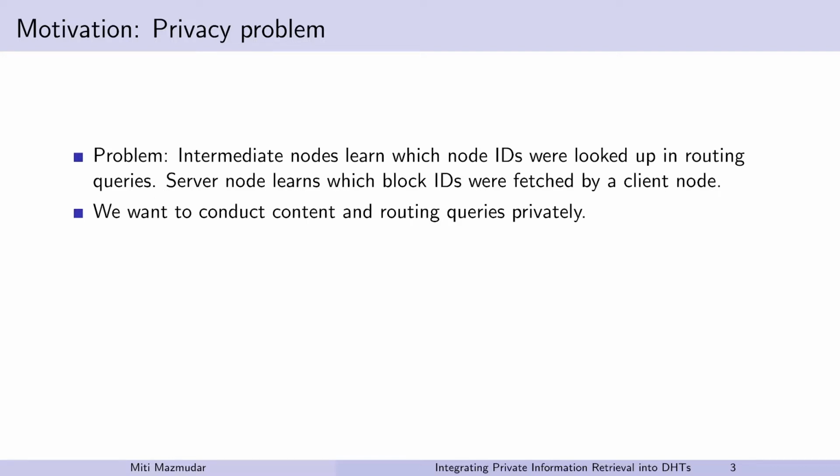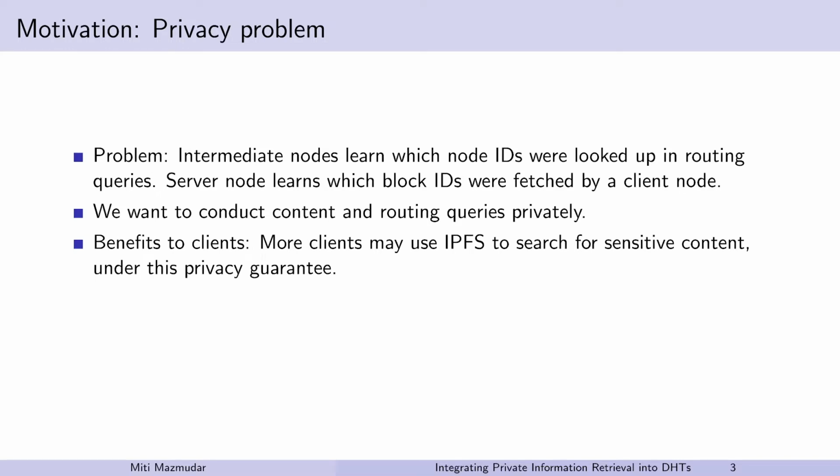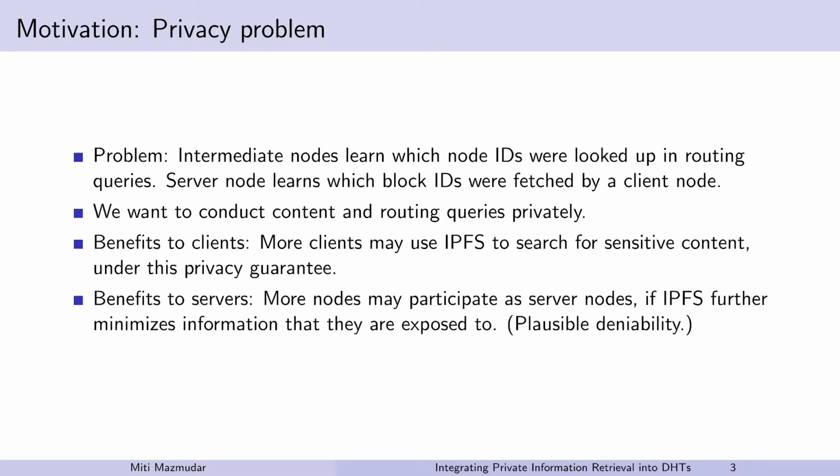The intermediate nodes also ought to not know what the client is looking up or which nodes the client is trying to contact. More people may be inclined to use IPFS to search for sensitive content when they are assured that the content of their queries is not known to other nodes. So conducting routing and content queries privately directly benefits client nodes. Additionally, more nodes may participate as server nodes if IPFS further minimizes information that they are exposed to. This is the notion of plausible deniability. Let's talk a bit more about that.